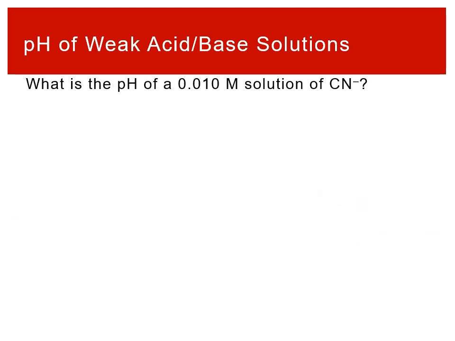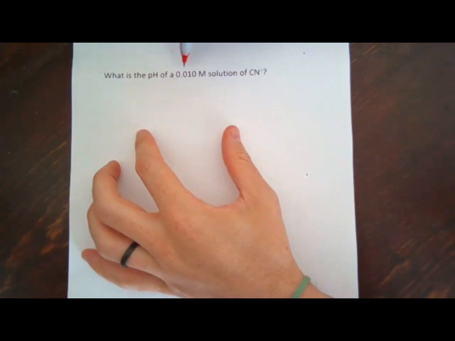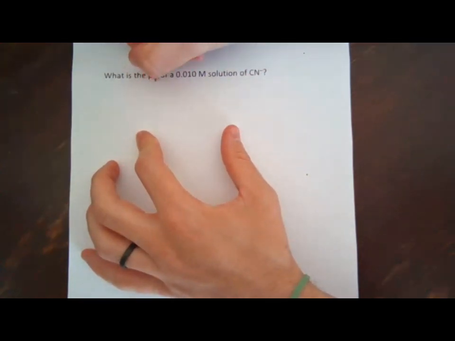So let's do an example. What is the pH of a 0.010 molar solution of cyanide? All right, so again, we want the pH of a 0.010 molar solution of cyanide.